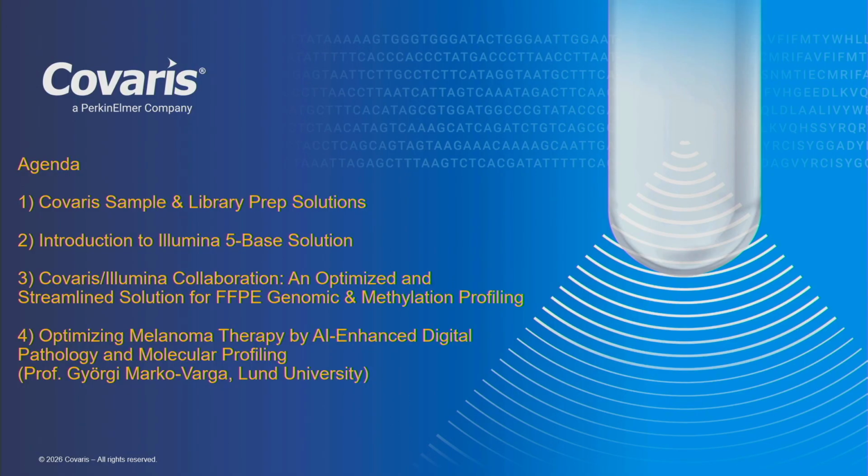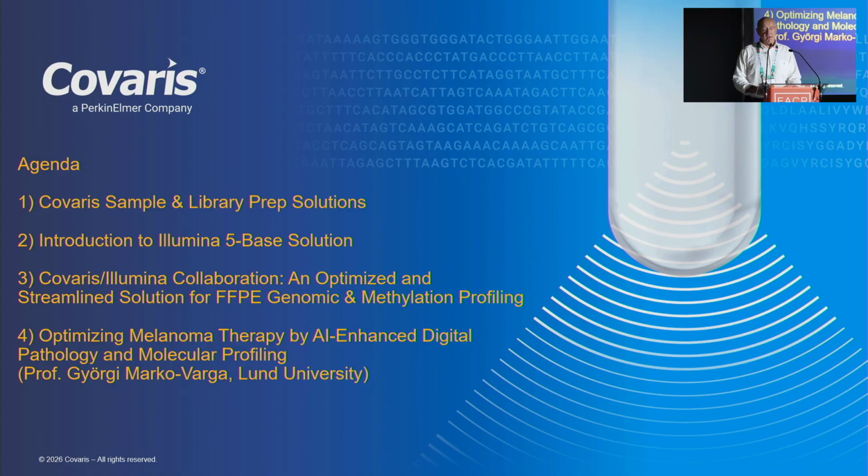So we have an agenda. I will go through what Covaris can provide in terms of sample preparation and also library preparation. We will do an introduction. So Nadia will do an introduction from Illumina. And then we'll show a collaborative effort from Covaris and Illumina where we optimize the workflow for 5-base, methylation, and mutation sequencing. And it's a streamlined solution for FFPE analysis. And then we'll end up with Professor György Markó-Varga from Lund talking about the proteomics workflow from FFPE material. So he will describe then how to prepare protein in a mass spectrometry workflow.